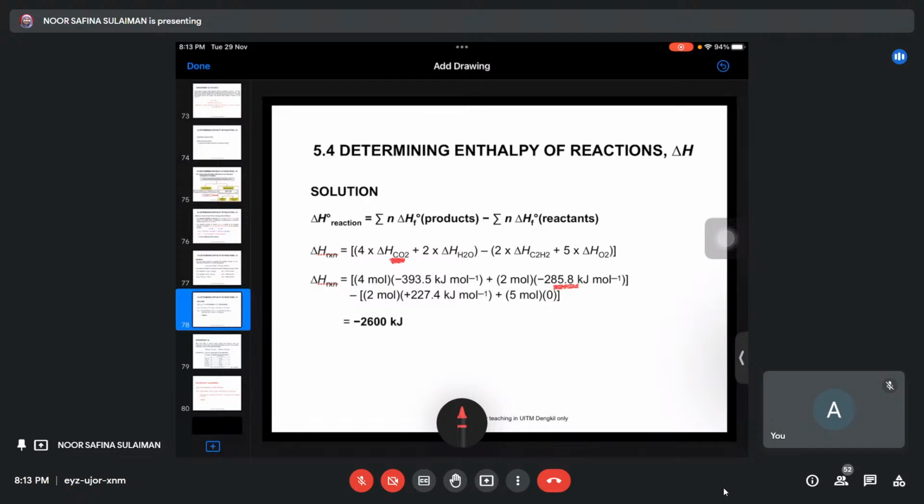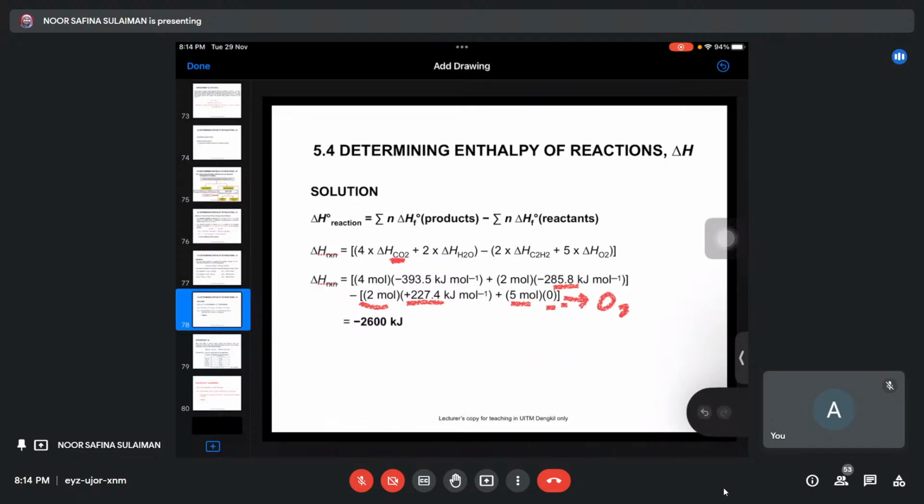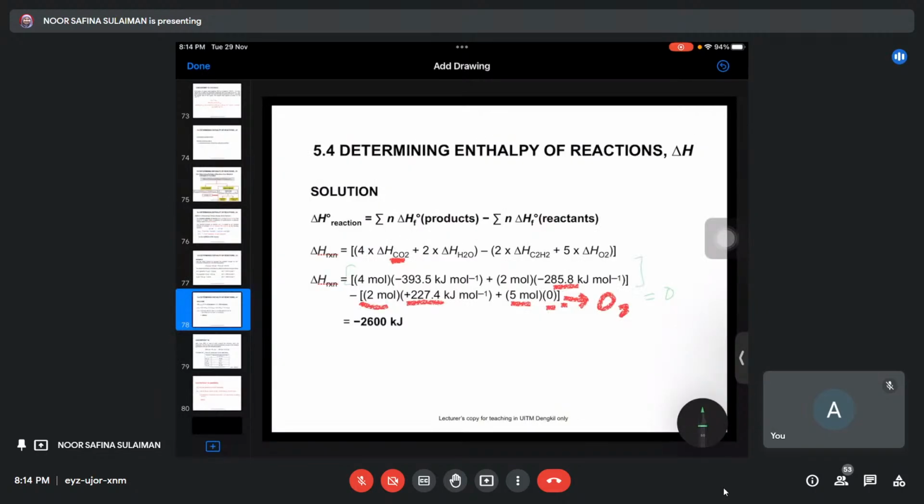And then for reactant pula, you ada siapa tadi? C2H2. So this is the delta H naught formation for C2H2, and this is the coefficient. And then 5 mole darab dengan 0. Kenapa 0? Ni adalah untuk O2. So O2 ni dia adalah bersamaan dengan 0. Jadi you tambahkan, this one is for product and this one for reactant. Product minus reactant, you dapatlah nilai delta H naught reaction is negative 2600 kilojoule.